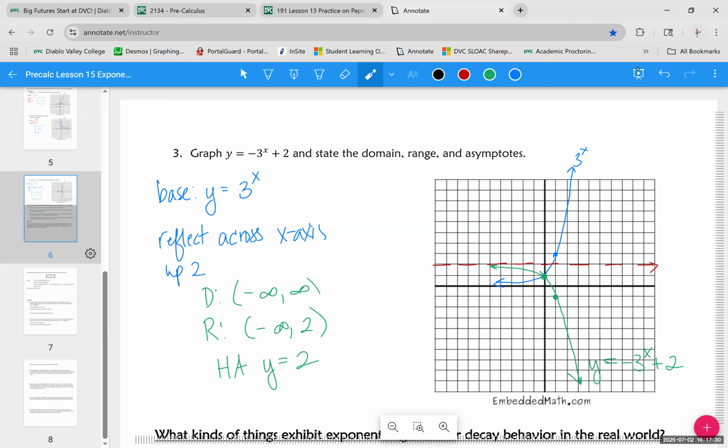Domain is still the same, but now because it reflected, all my y values are less than this top y value where the asymptote is. So it would be from negative infinity to 2, and my horizontal asymptote is there at 2.